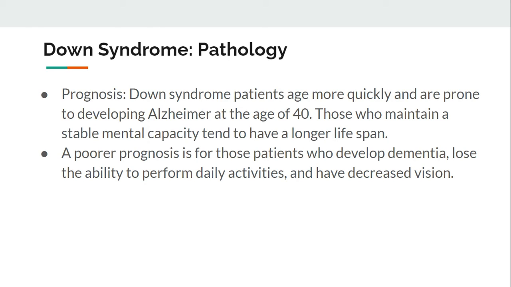Prognosis for Down syndrome is that most patients are prone to developing Alzheimer's at the age of 40, but those who maintain a stable mental capacity tend to have a longer lifespan. A poorer prognosis is for those patients who develop dementia or lose the ability to perform daily activities and have decreased vision. But the prognosis of Down syndrome is dependent on every patient and dependent on how they are able to perform daily life tasks.